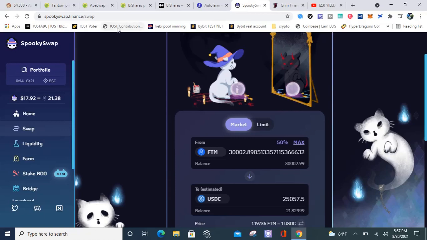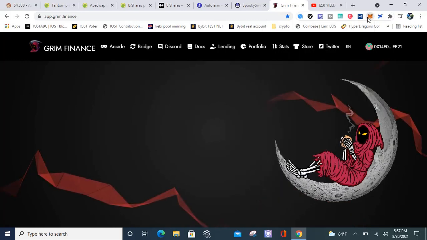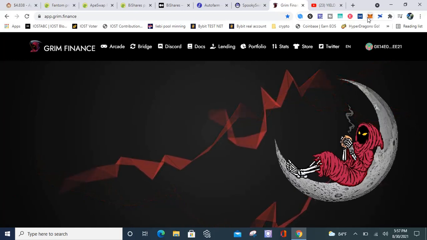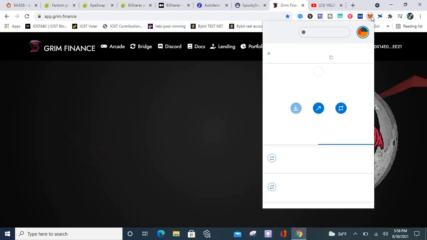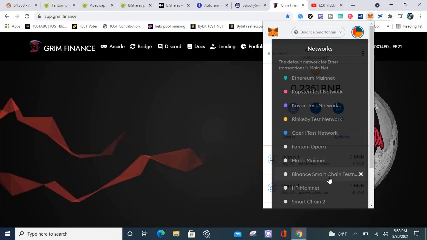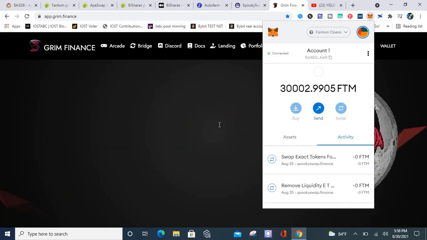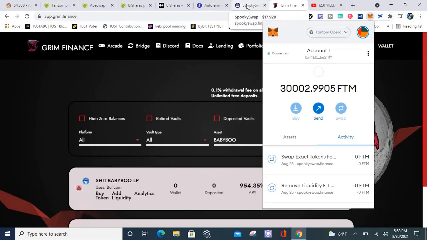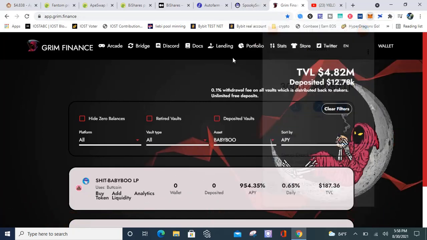So, one last thing. Let's get to it. Let me change my wallet. It's Baby Boo. Baby Boo is a reflection token. Every time there's a transaction on the Spooky Swap token, which is the Boo token, you earn Boo. I know I just confused the hell out of everybody, but basically, you hold Baby Boo and you earn Spooky Swap exchange token. And you can see the Spooky Swap exchange token is up to almost $18.